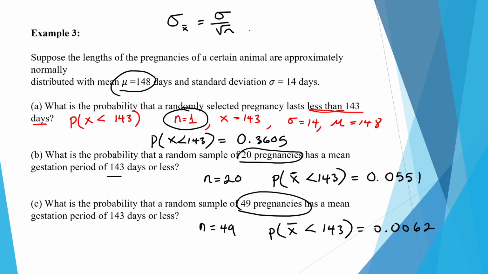As the sample size increases, as this denominator gets bigger, this number actually gets smaller because you are dividing by a larger number. What we are saying is the standard deviation gets smaller as the sample size increases. That's why our probability gets smaller as the sample size increases.